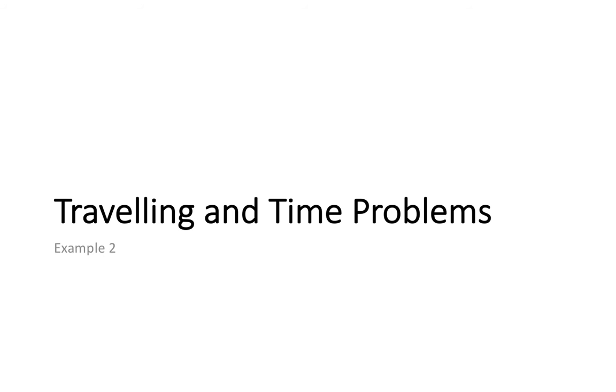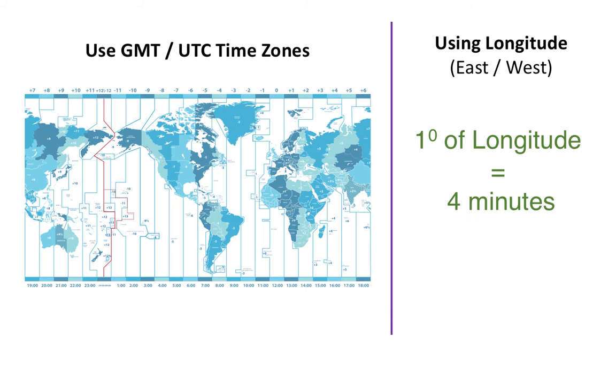So this video is going to go through an example of a problem involving traveling in different time zones. When we're looking at calculating the time between two different locations, there's two methods that we can use, depending on the information that we have. We can use our GMT or UTC time zones when we get a value of the time zone, whether it's going to be plus or minus based on our original 0 location.